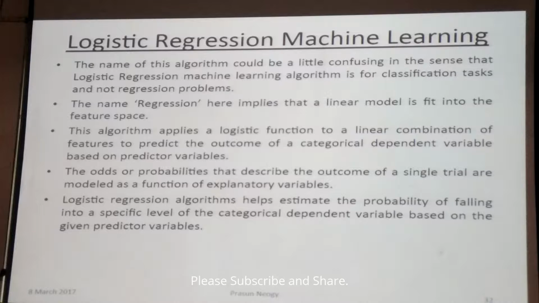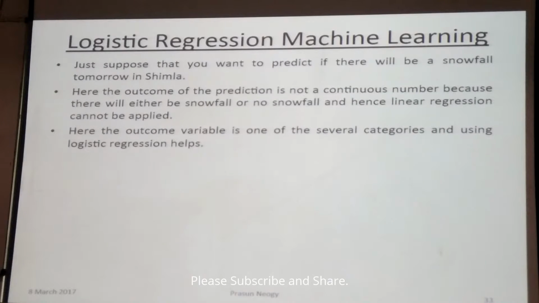Logistic regression in machine learning is confusing in the sense that logistic regression is for classification tasks and not regression. The name regression here implies that a linear model is fit into the feature space. So logistic regression applies a logistic function to a linear combination of features to predict the outcome of a categorical dependent variable.